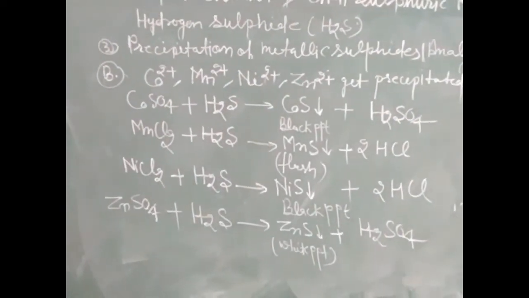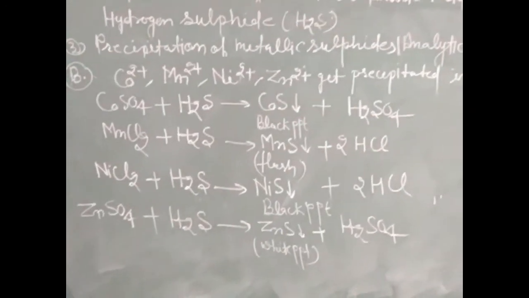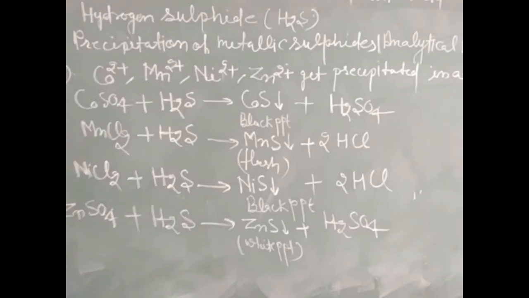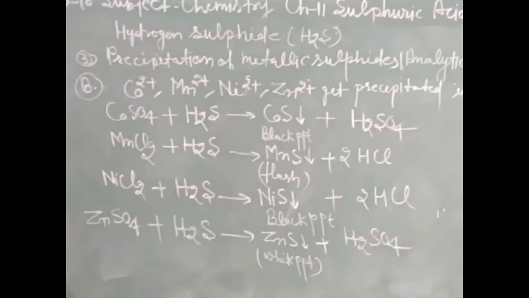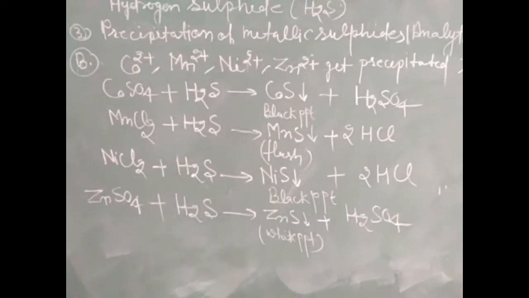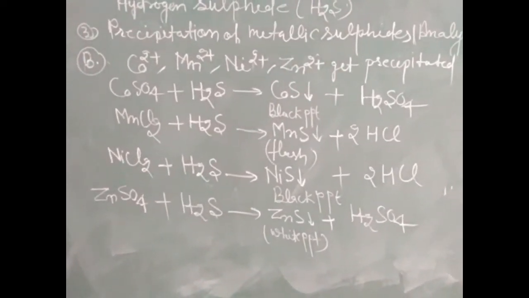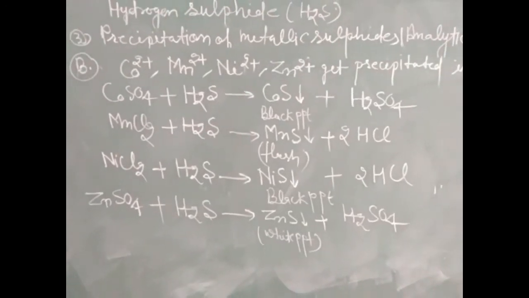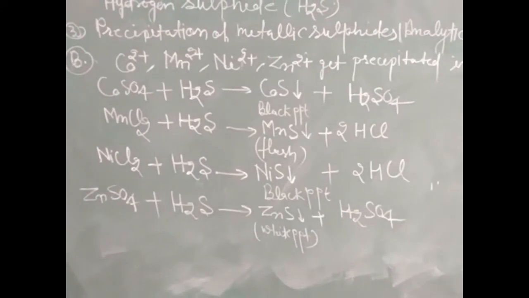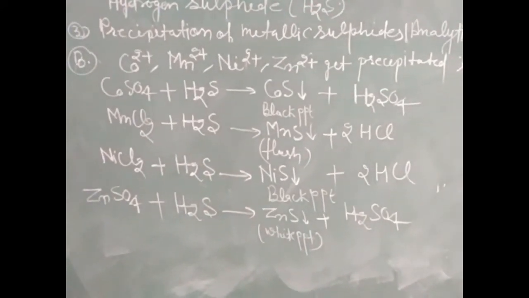Now we can say that when hydrogen sulfide gas is passed in a solution of cobalt sulfate, then cobalt sulfide, that is black color precipitate, is obtained along with the formation of sulfuric acid. And in second case, when hydrogen sulfide gas is passed in manganese dichloride, then manganese sulfide is formed, that is flesh colored precipitate along with formation of hydrogen chloride.